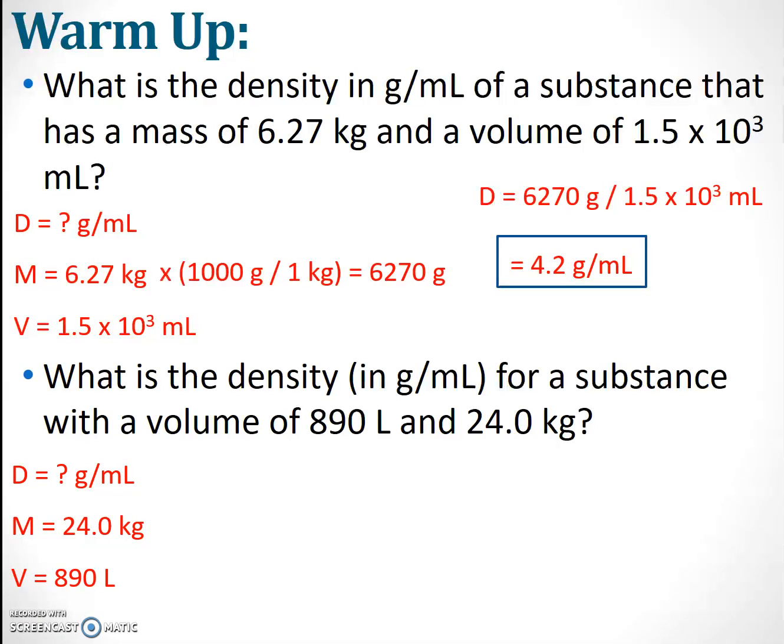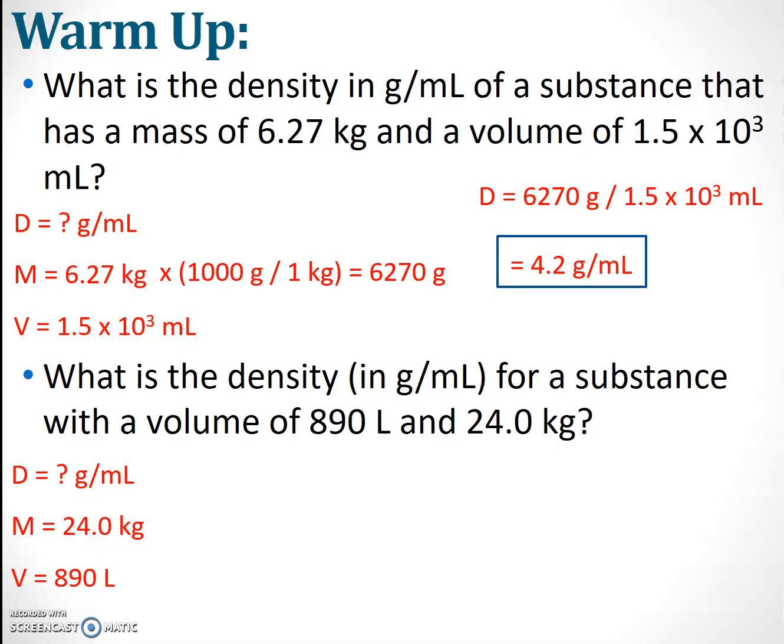So for the second one, it says, what is the density in grams per milliliter for a substance with a volume of 890 liters and 24 kilograms? Right off the bat, once I identify my variables, I see that there's actually two issues. My density, we want it to be in grams per milliliter. My mass is in kilograms, and my volume is in liters.